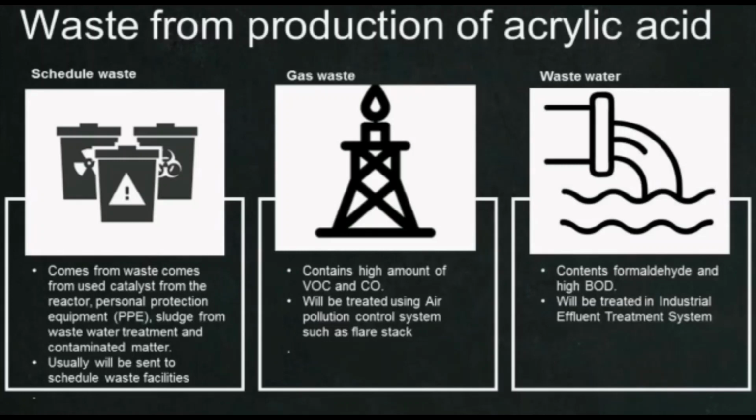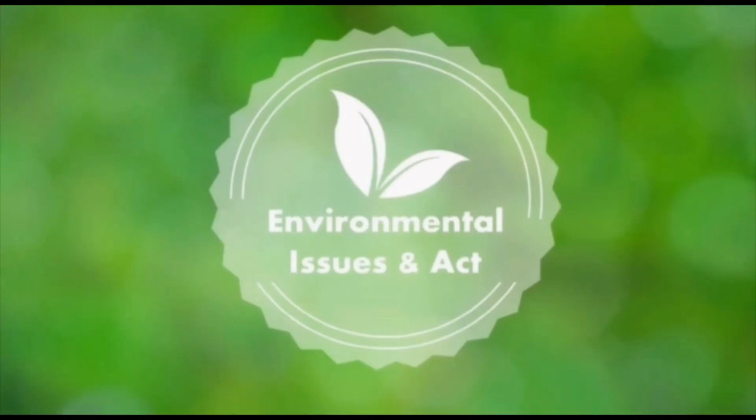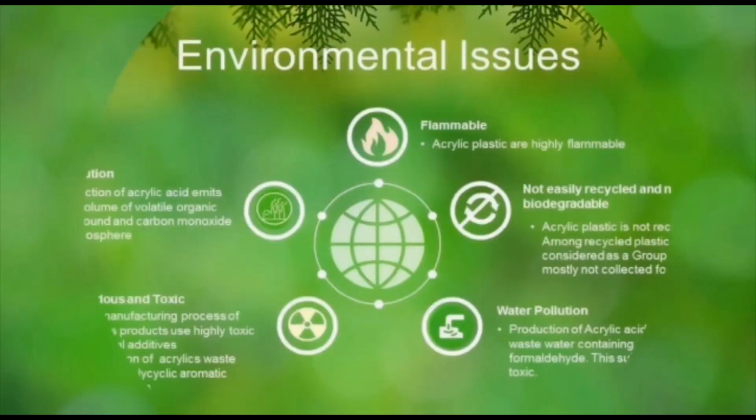The gaseous waste produced from the acrylic acid production has high content of VOC and carbon monoxide. Flash tanks are the most common air pollution control system used to treat the gaseous waste before it can be released to the atmosphere. Next is environmental issues and acts. Environmental issues not only come from the production of acrylic acid, they also come from its derivatives or products such as acrylic resins, plastics, and paint.